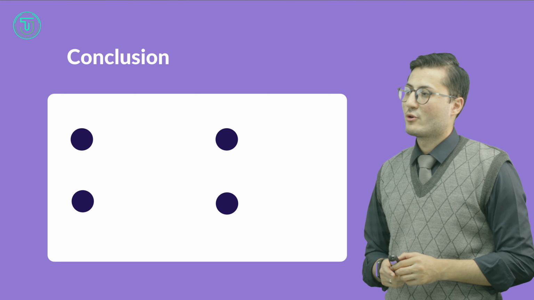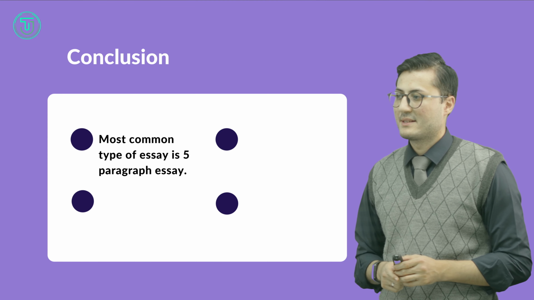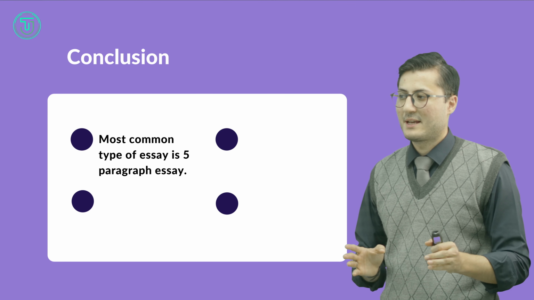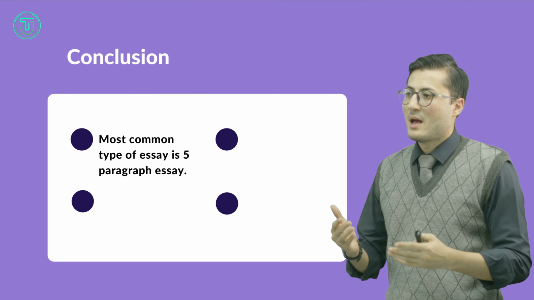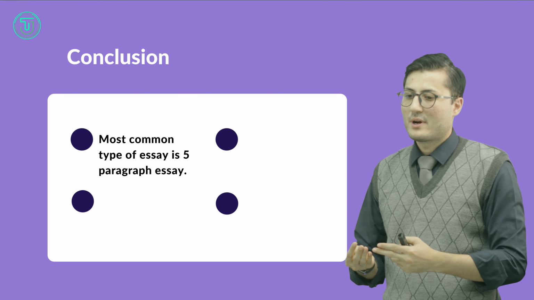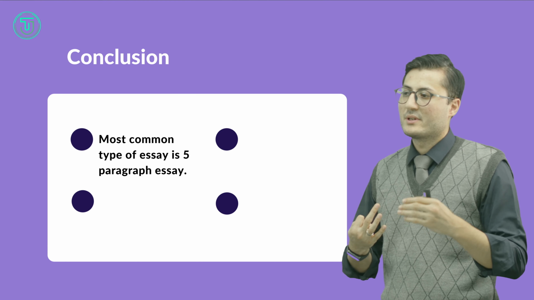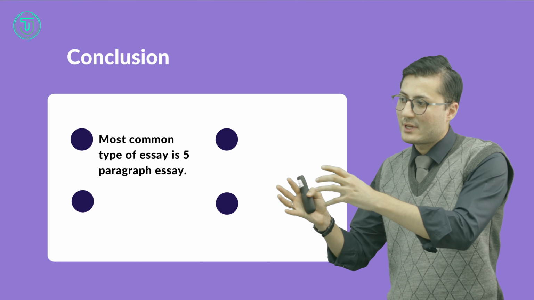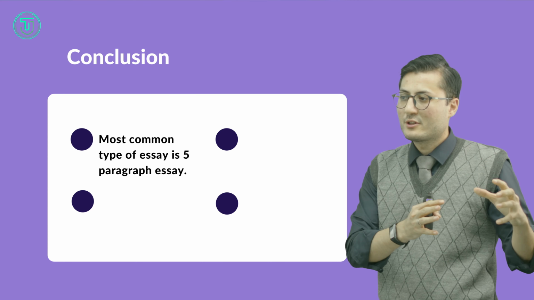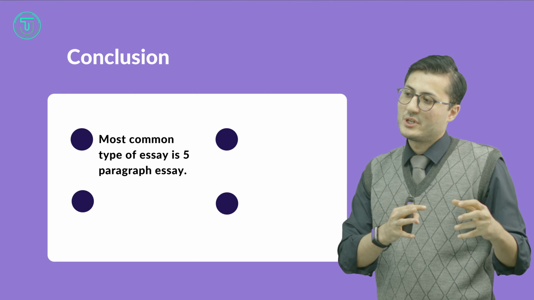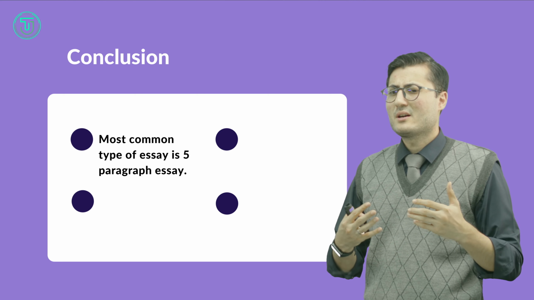And now let's go to the conclusion of our lesson. The first one is that the most common type of essay is the five-paragraph essay. So as I told you before, essays may vary in their style of writing and subject matter. However, they share a similar structure. They should have an introduction, so the beginning. They should have a middle, body paragraphs, and they should have a conclusion, which is the ending of your essay. However, it's not the end result.